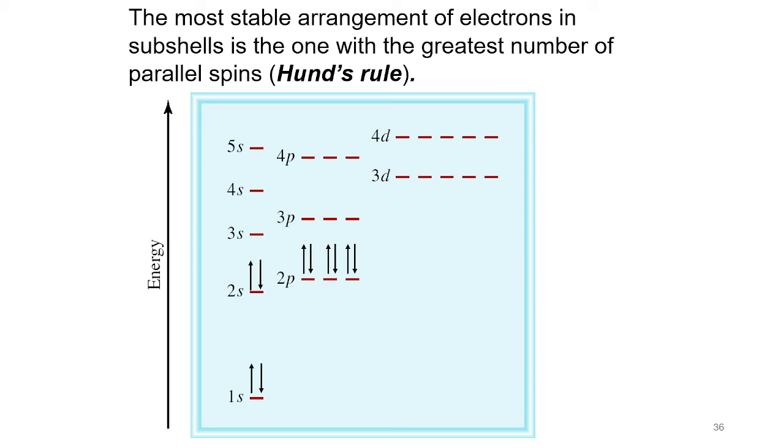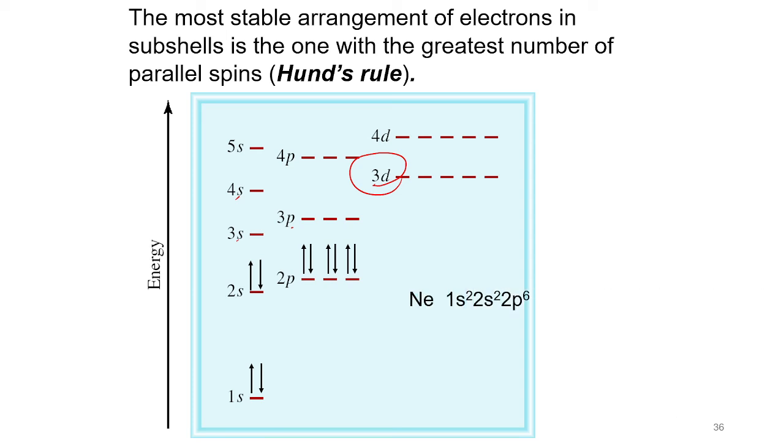So, as you may have noticed here, if we continue on filling up the subshells, we may notice that we have here 3s. And the next energy level is 3p. But the next energy level is 4s. We have skipped 3d. Why is that?